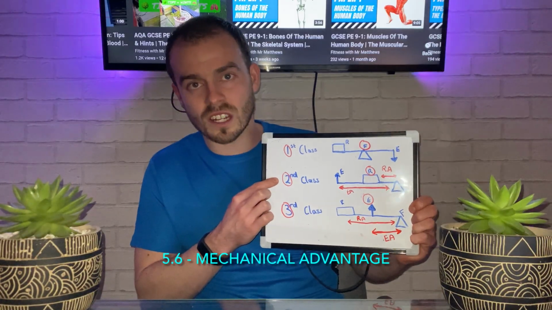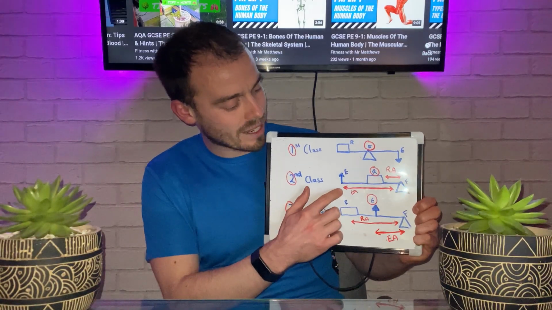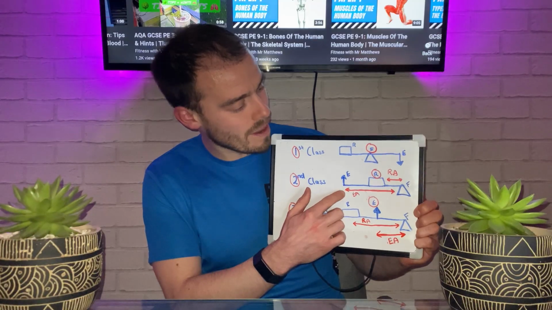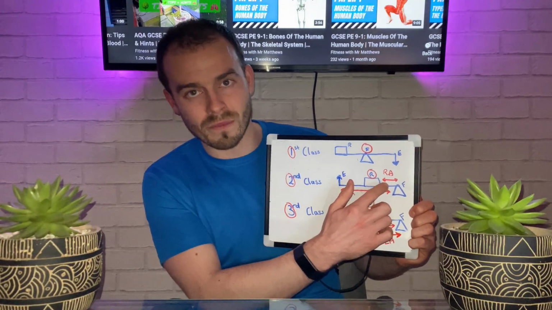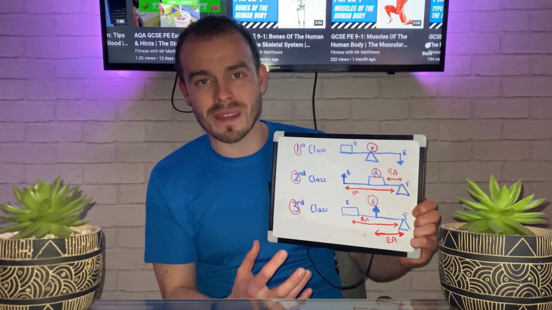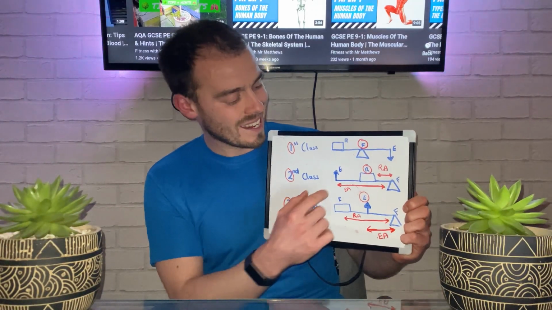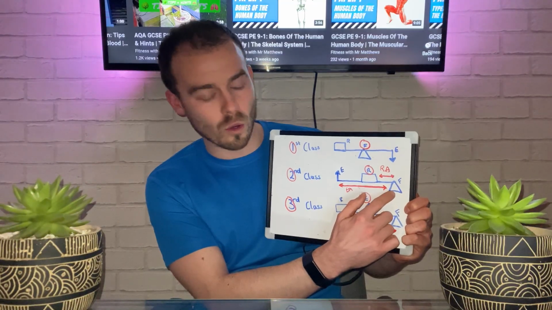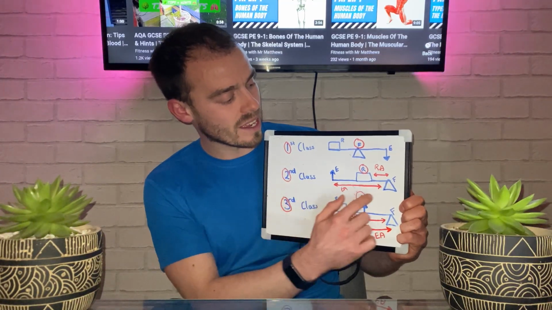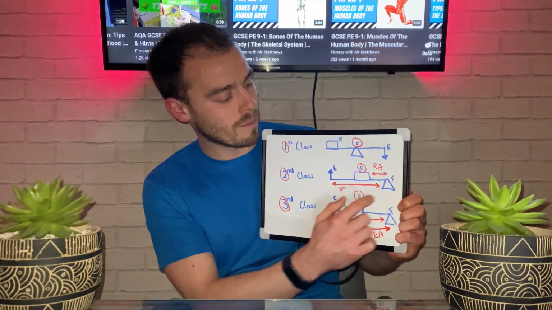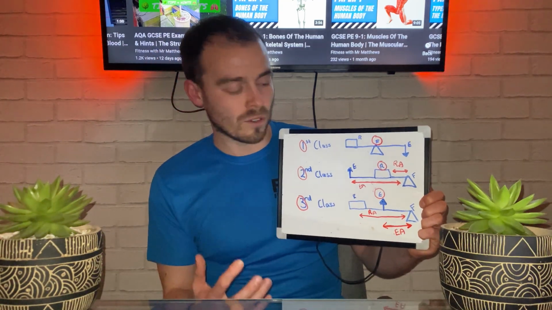So a second class lever system has a mechanical advantage. And the reason being is that the resistance arm is short. This basically means that the distance between the resistance and the fulcrum is shorter than the distance of the fulcrum and the effort. Okay, so there's a long effort arm here between the fulcrum and the effort.